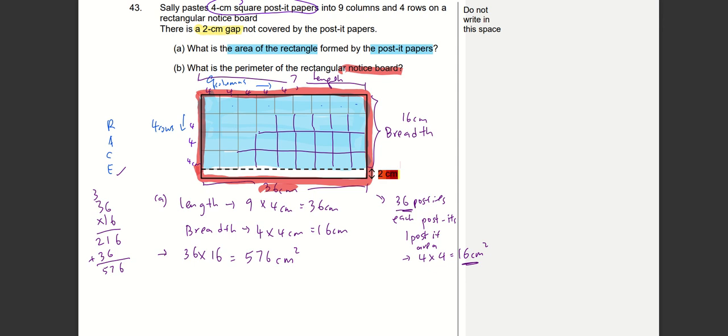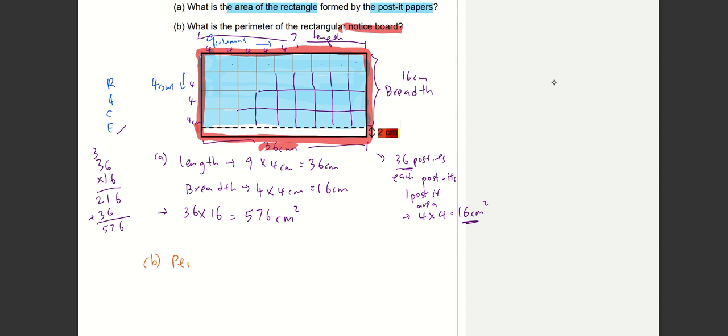So the next part of this solution will be B, perimeter of the notice board. The notice board is a bit different from the rectangle formed by the post-it. Remember, there's a gap there, so I must include the gap. I will have 16 plus 2. That is one side. From here to here, 16 plus 2. That's the breadth. And then plus 16 plus 2 again, that's the other side, plus 36 and 36. That will give me the total of 108 centimeter.